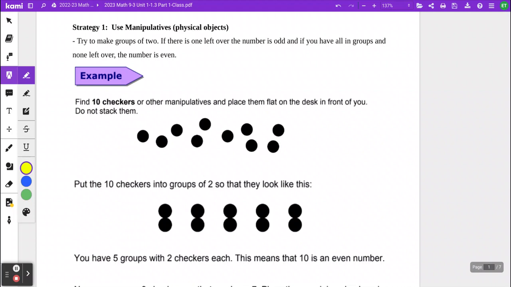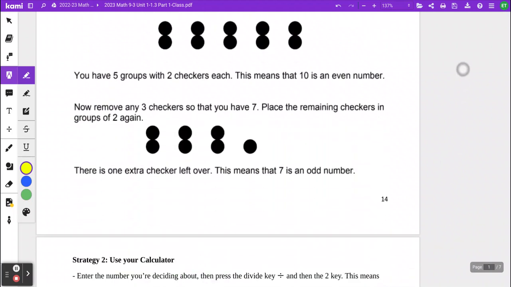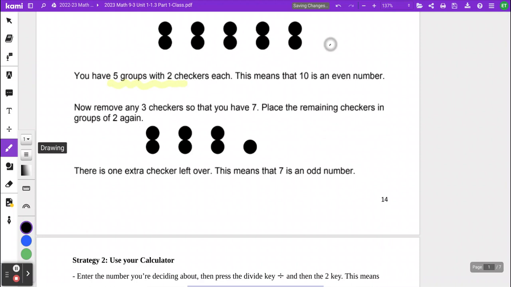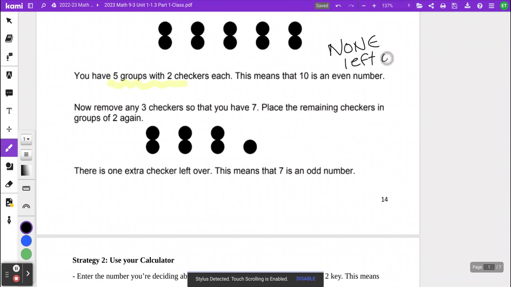So if we chopped a piece of licorice up into 10 pieces, then we would separate them and see if we could put them into groups of 2. So 10 checkers, we have 5 groups of 2, and we have none left over. Okay, none left over. So that means that it is an even number. So that's how 10 becomes an even number.